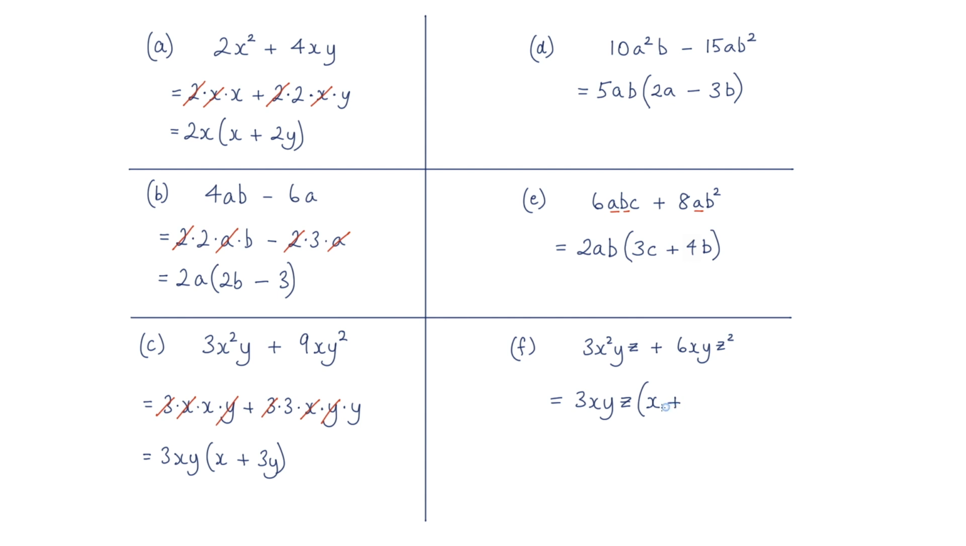Then we've got the plus. 3 multiplied by 2 gives me 6. I've already got the x, I've already got the y, I've got 1z here, but I need z squared, so I multiply by z.